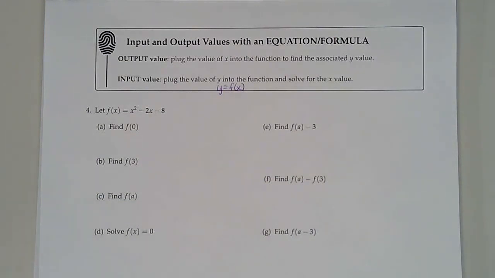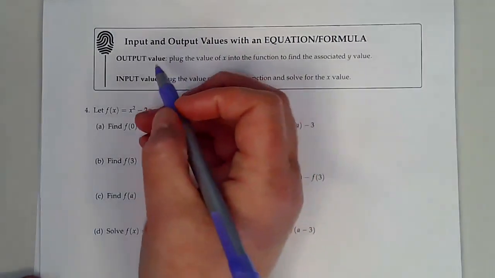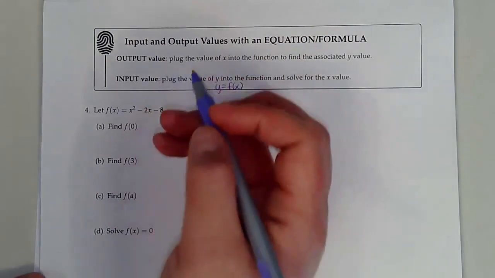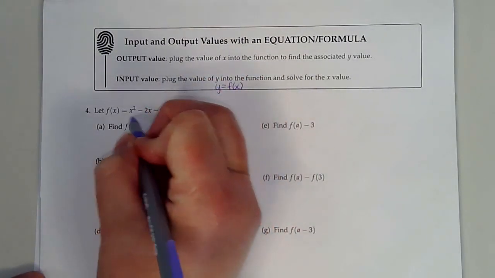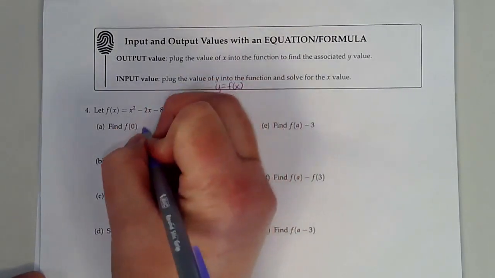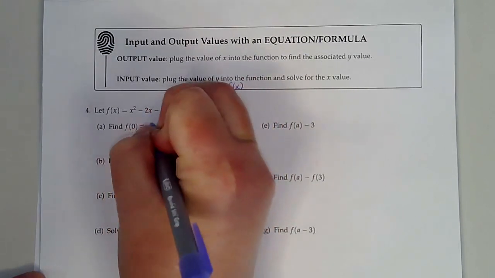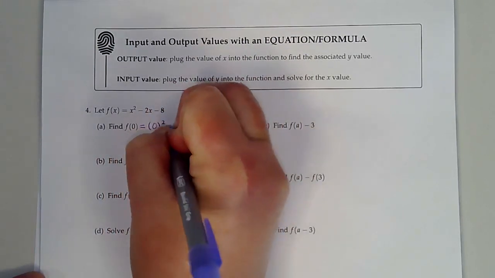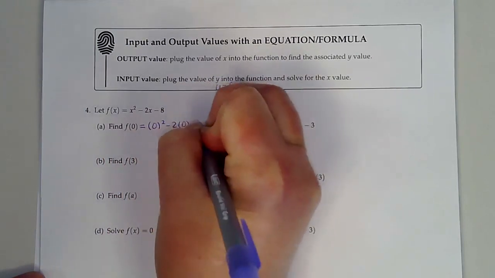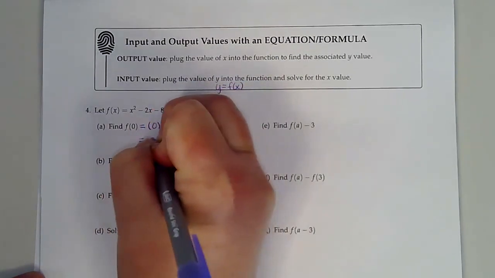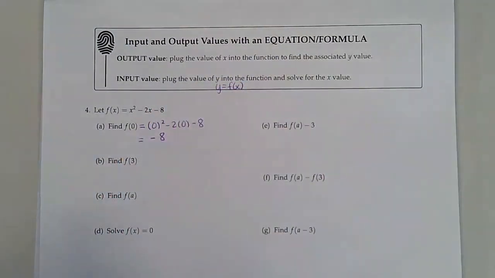We'll start by finding f of 0. So they're asking us to find an output value. So our x is 0, and we'll plug that into our formula and get our y value. So I have 0 squared minus 2 times 0 minus 8. And when I simplify that, that turns out to just be equal to minus 8.